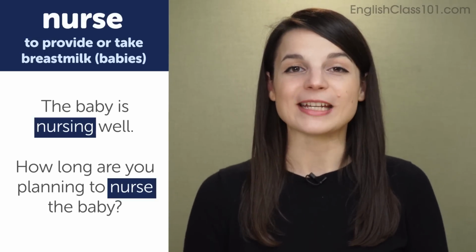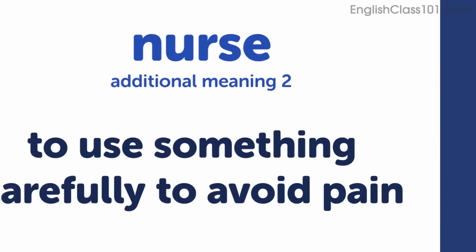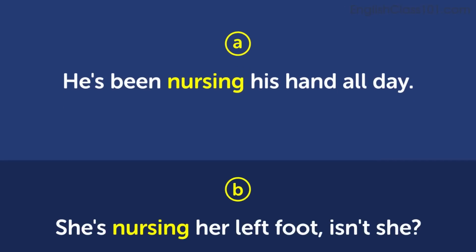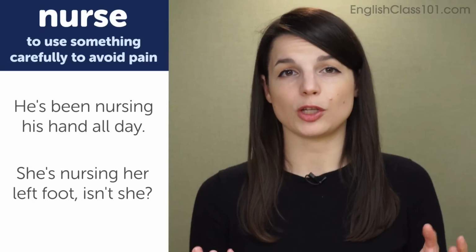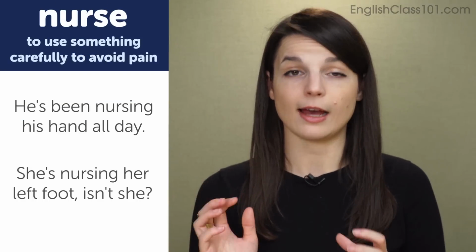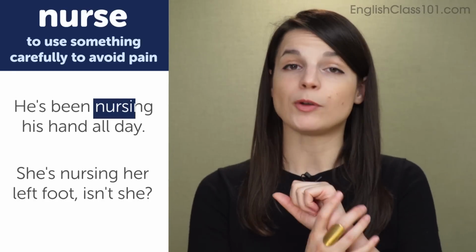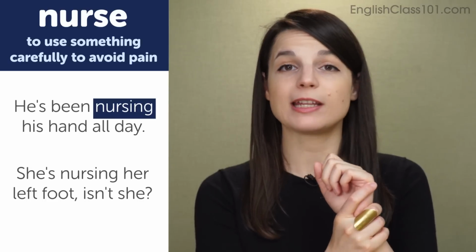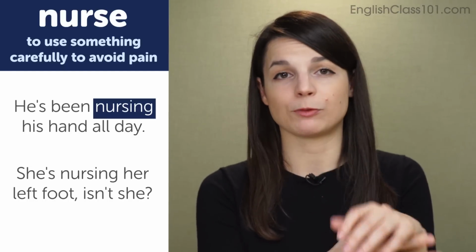The second additional meaning is to use something carefully to avoid pain or to avoid injury. Examples. He's been nursing his hand all day. She's nursing her left foot, isn't she? So we see nursing used in the progressive tense, in the ing form in both of these. In the first example sentence about nursing his hand, that means he's using his hand very carefully, maybe because it's painful to use the hand regularly.